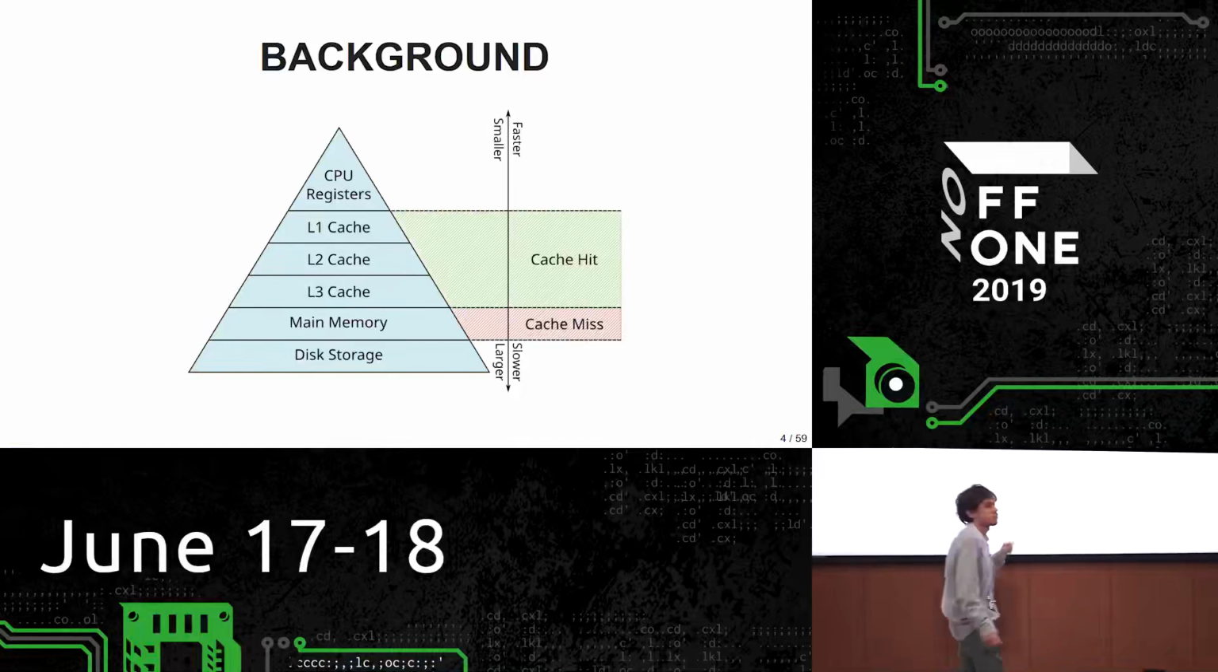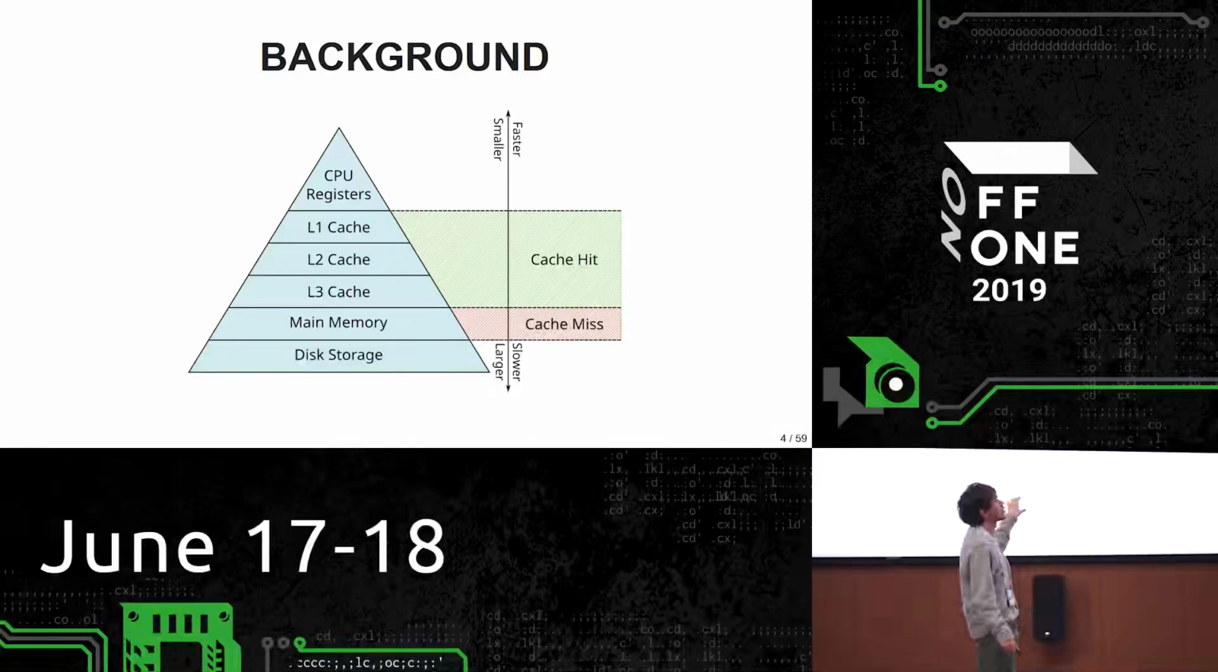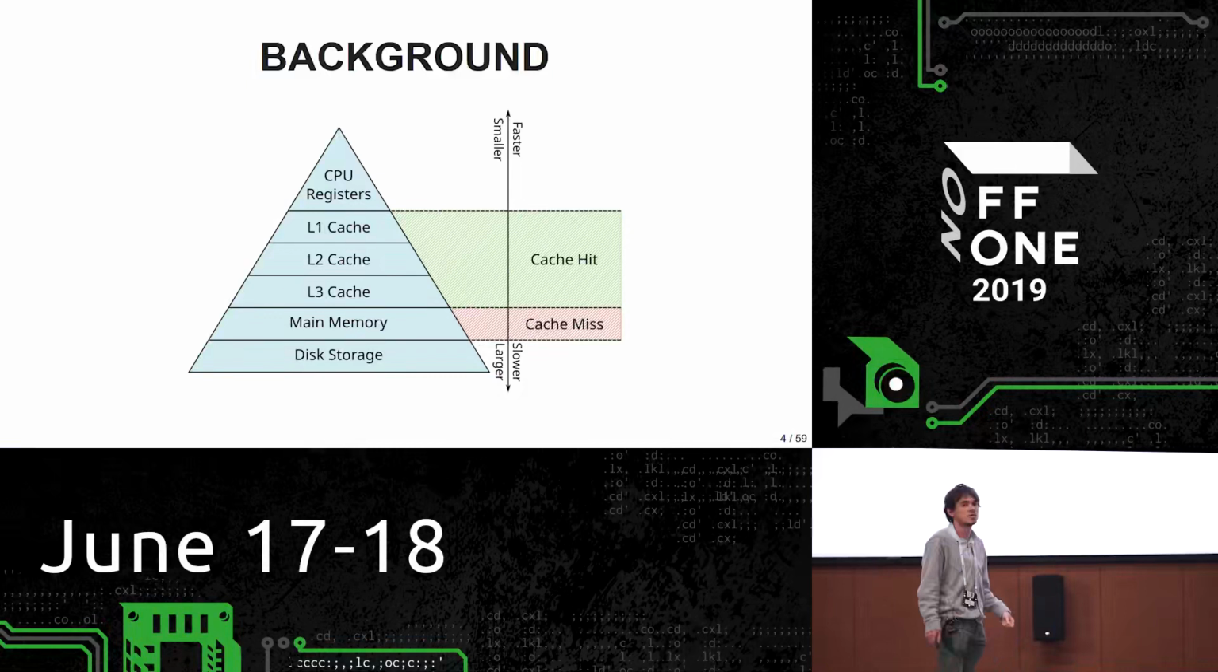A very specific terminology in cache attacks is cache misses and cache hits. If you miss on a memory load, it's called a cache miss. If it's in one of the caches, it's called a cache hit. And it's exactly this timing difference that we're going to use for cache attacks.